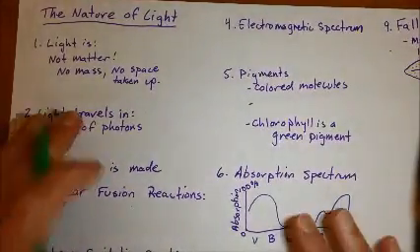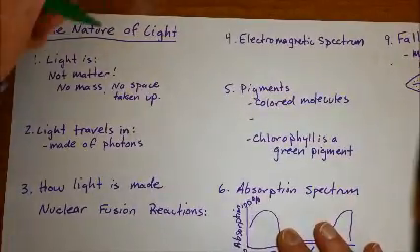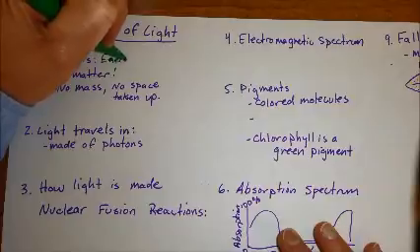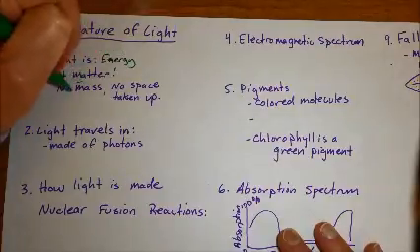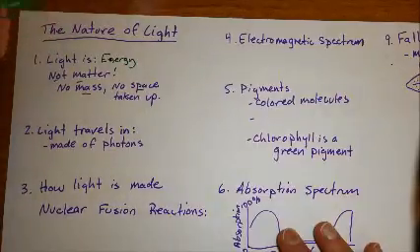This video is the second video in the photosynthesis review. It talks about what light is, the nature of light. First of all, you have to know that light is energy. It's not matter. Light doesn't have any mass, doesn't take up space. So light is a form of energy.